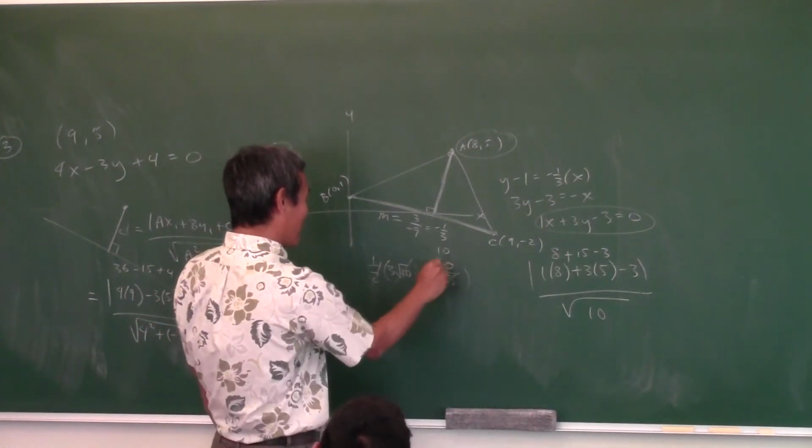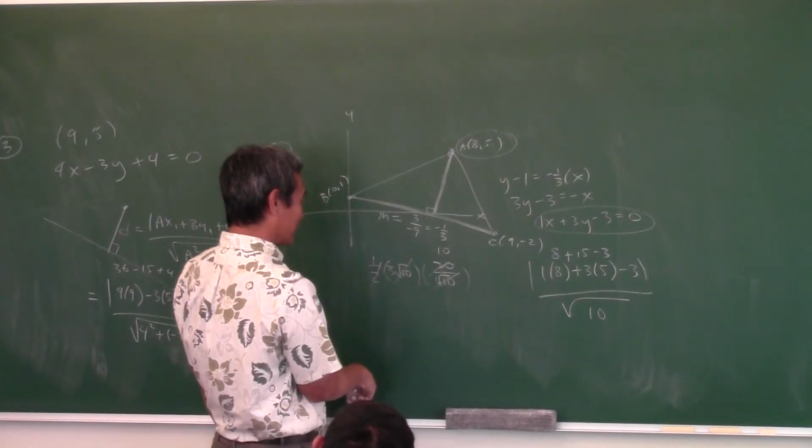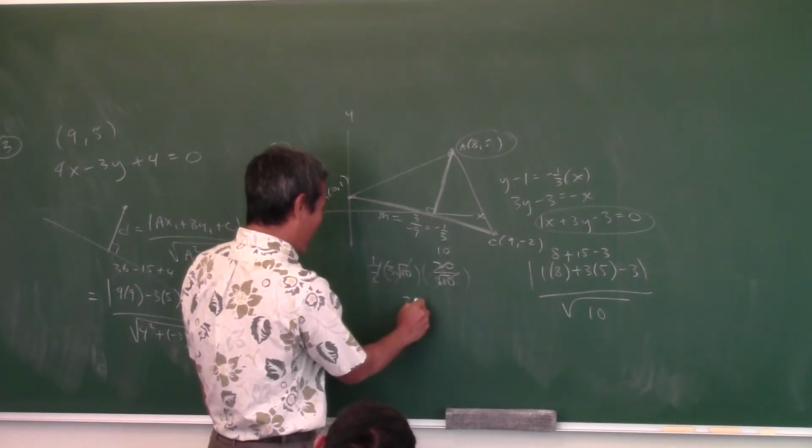2 goes into 20 10 times. 3 times 10. Wait, let me get my calculator. 30!